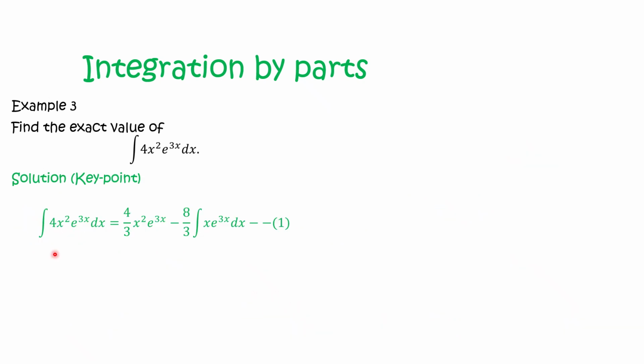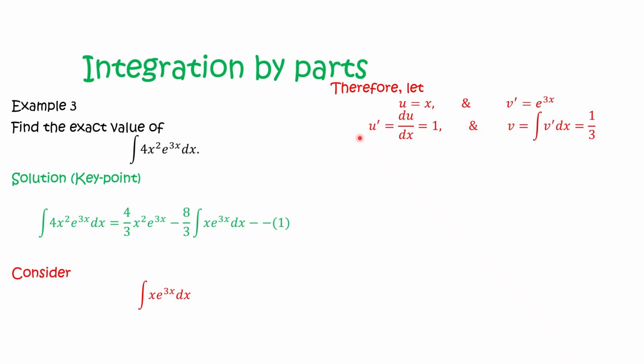Right, so on the left, we have the question and the key point, which we obtained in the previous page, equation 1. Now we consider the integral x times e to the 3x dx. Therefore, we let our u be x and our v prime be e to the 3x. And I'm sure we understand why we made that selection. This is because the u is easy to differentiate and reduces in its degree, implying that the u prime becomes 1 and the v becomes 1 over 3 e to the 3x.